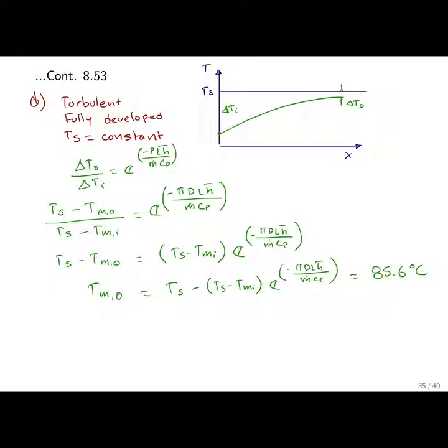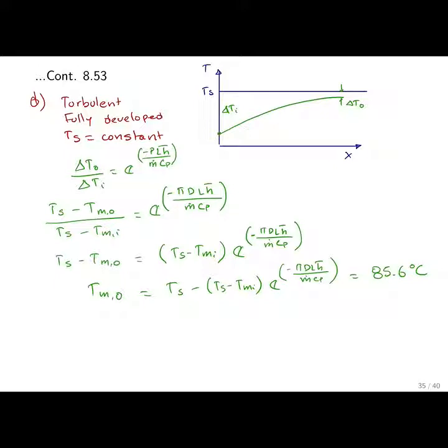Celsius degrees. So initially, for computing the properties, we made a guess of 100. Of course, it wasn't going to be 100 because that's the upper limit, but it was close, at least for the properties. If we want to check or improve the results, we have to recompute the properties of the air at 85.6 and iterate a second time. Okay, this is the temperature at the outlet.